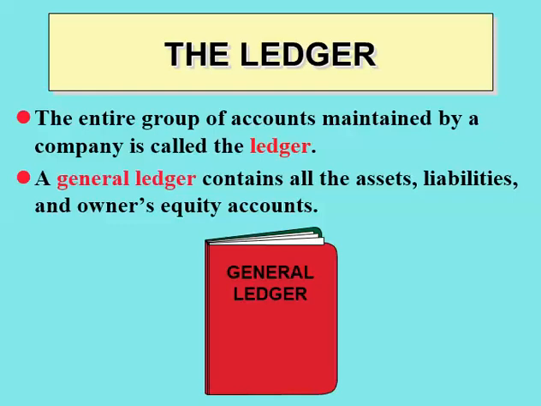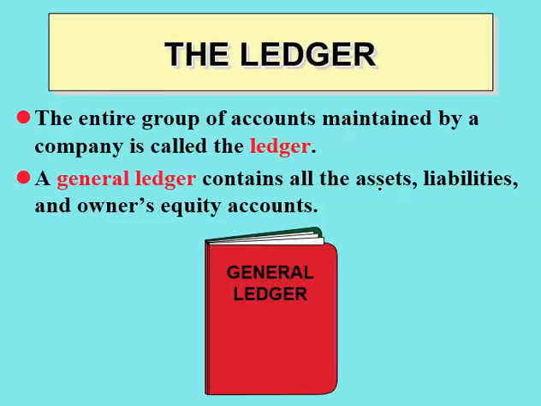Okay, now that we've talked about journals and journalizing our transactions, let's talk about the next step in the accounting process, which is actually to post those entries from our journal into our ledger. And a ledger is just where we keep all of our individual accounts.